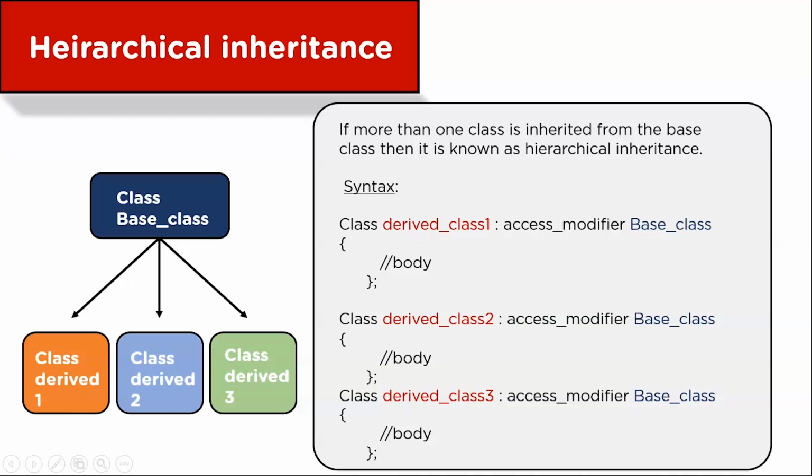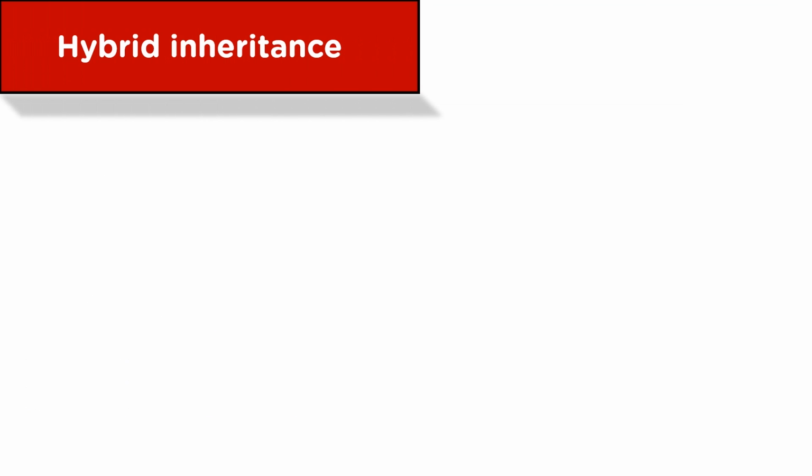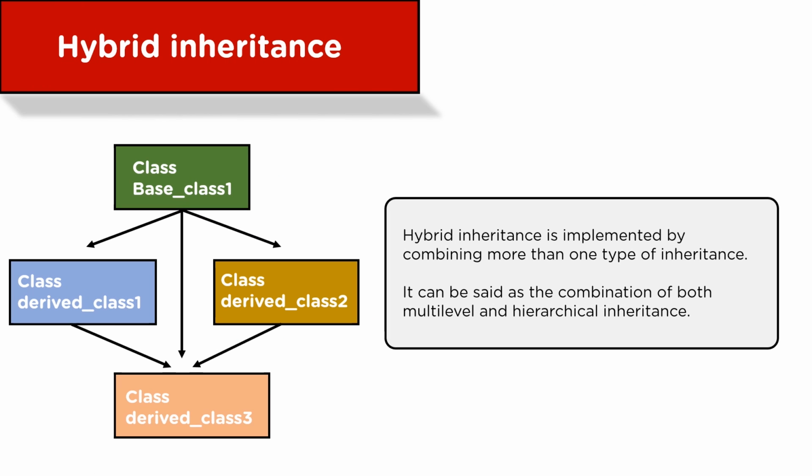So this was hierarchical inheritance, and our next type of inheritance is hybrid inheritance. Hybrid inheritance is the combination of more than one type of inheritance, and it can be said that it is a combination of multi-level and hierarchical inheritance.